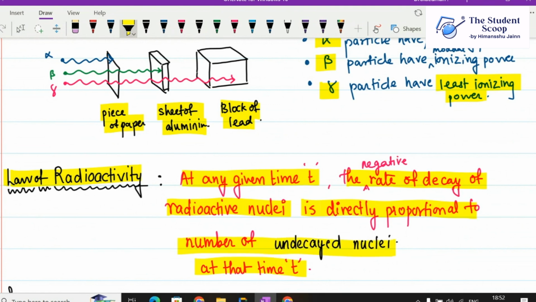The decay rate is directly proportional to the number of undecayed nuclei at that time. If I start with some number of nuclei and wait for some time, the rate at which the decay is happening is directly proportional to how many nuclei are remaining which have not decayed yet. So this is the statement that we need to remember.